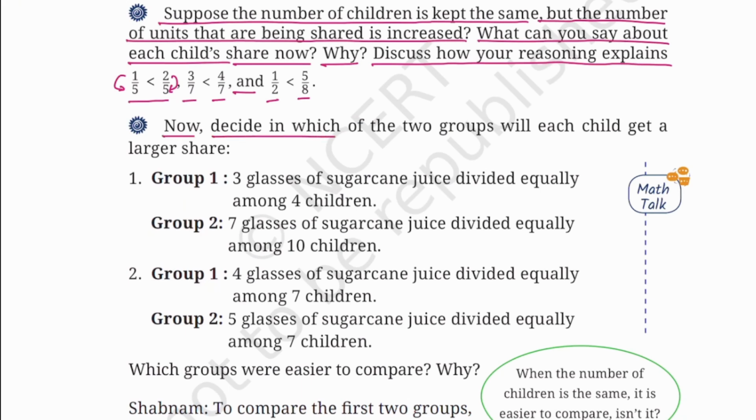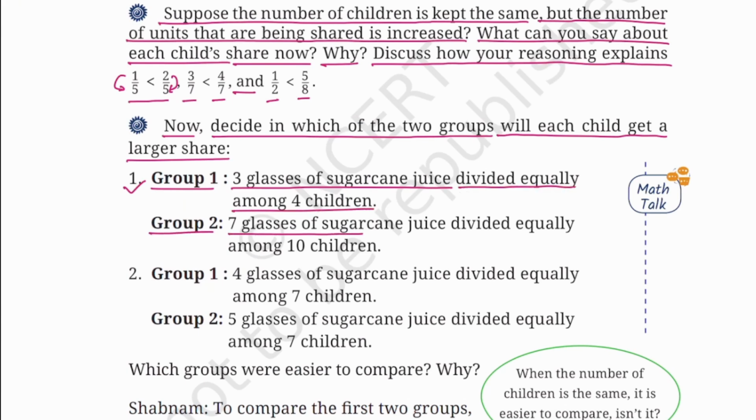Now decide in which of the two groups each child will get a larger share. 1. Group 1: 3 glasses of sugarcane juice divided equally among 4 children. Group 2: 7 glasses of sugarcane juice divided equally among 10 children. In the first case, the share of each child will be 3 upon 4. In the second case, the share of each child will be 7 upon 10.